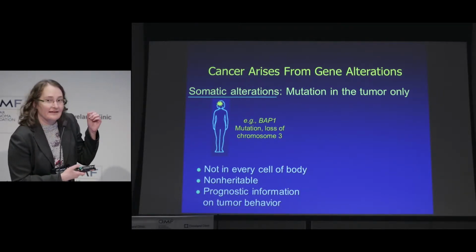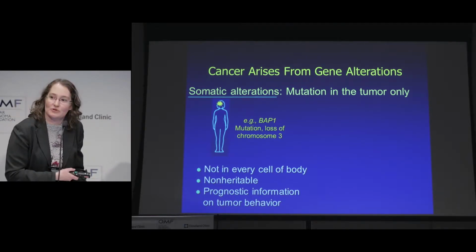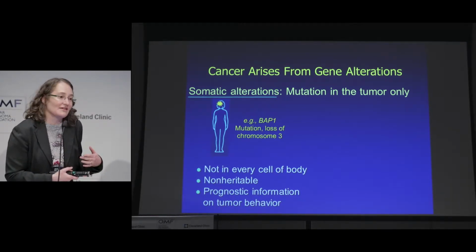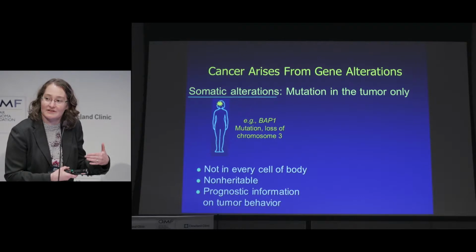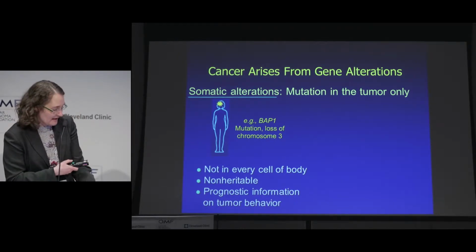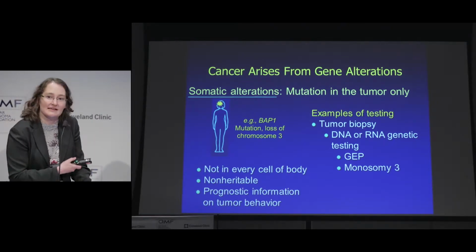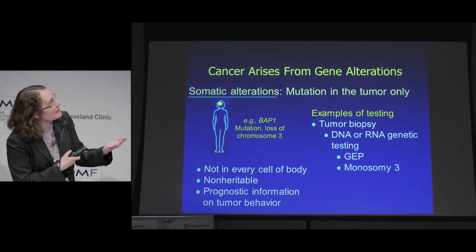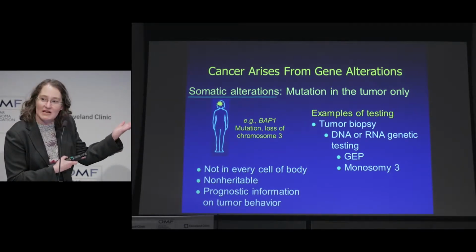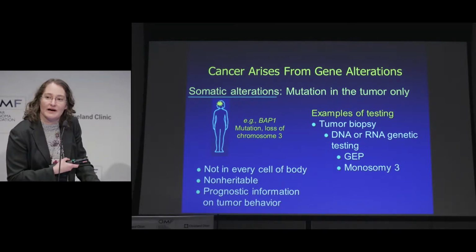The way this is helpful for us is that this has prognostic information about your tumor behavior. That can tell us whether this is likely to be a tumor that is going to be more aggressive, or a tumor that's going to be less aggressive. That's where this is very helpful. You've heard of this kind of stuff when people talk about tumor testing and tumor genetics. Almost all the time, they're talking about this type of somatic mutations, or for example, loss of chromosome 3, like Dr. D'Amato was talking about.